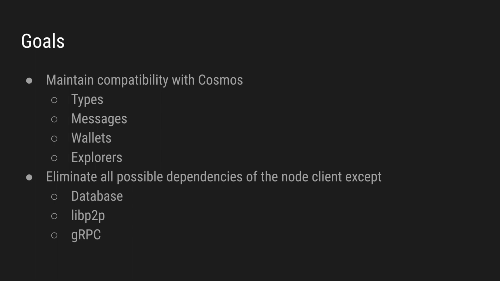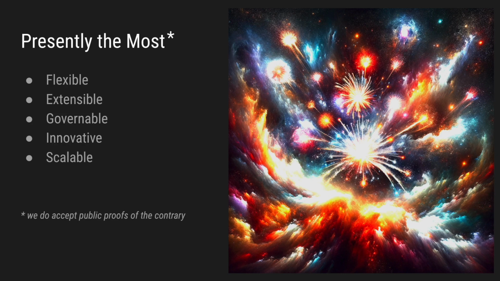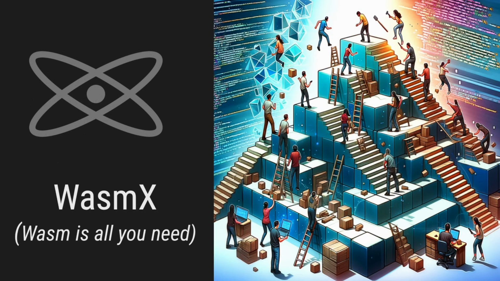Now we want to maintain compatibility with Cosmos, which means we redirect external messages to our internal contract-based modules. So we maintain the same Cosmos and Tendermint message types and the server and query interfaces. And this means we are compatible with the same wallets and explorers as any other Cosmos chain. We are eliminating all possible dependencies of the node client except database, libp2p, and gRPC. So Mythos is presently the most flexible, extensible, governable, innovative, and scalable chain, and we accept any challenges on this statement. So why is WasM all we need?